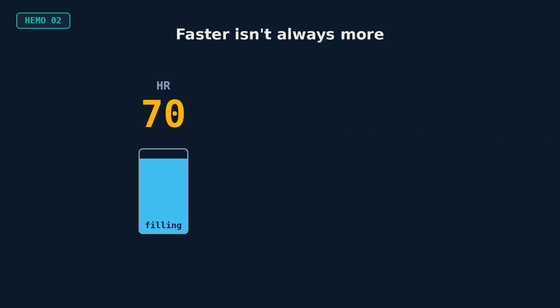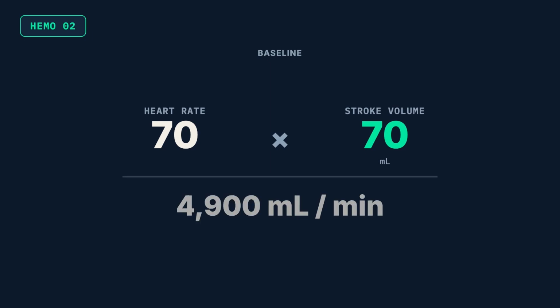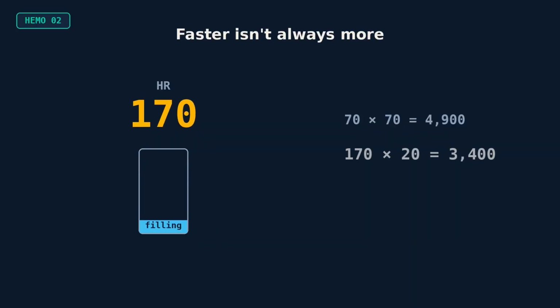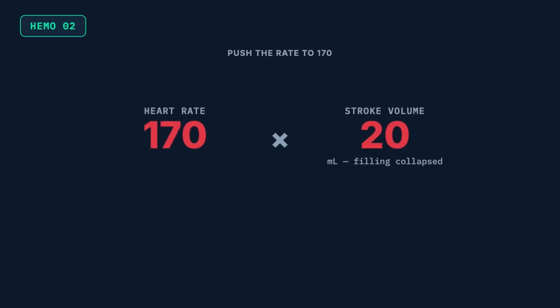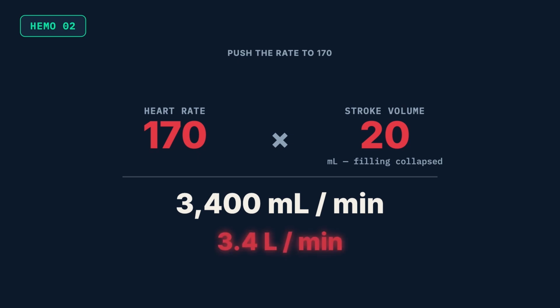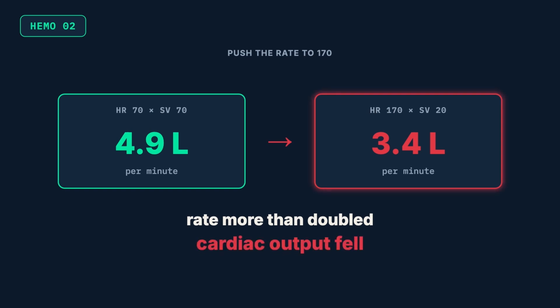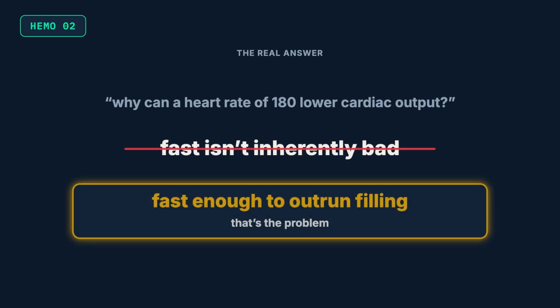Baseline. Heart rate 70, stroke volume 70. That's 4,900 milliliters, 4.9 liters in a minute. Now, push the rate to 170 without giving the ventricle any more time to fill. Filling collapses. Stroke volume falls to about 20 milliliters. 170 times 20 is 3,400, 3.4 liters. The heart rate more than doubled and cardiac output fell. That's the real answer to why a heart rate of 180 can lower cardiac output. It's not that fast is inherently bad, it's that fast enough to outrun filling is.